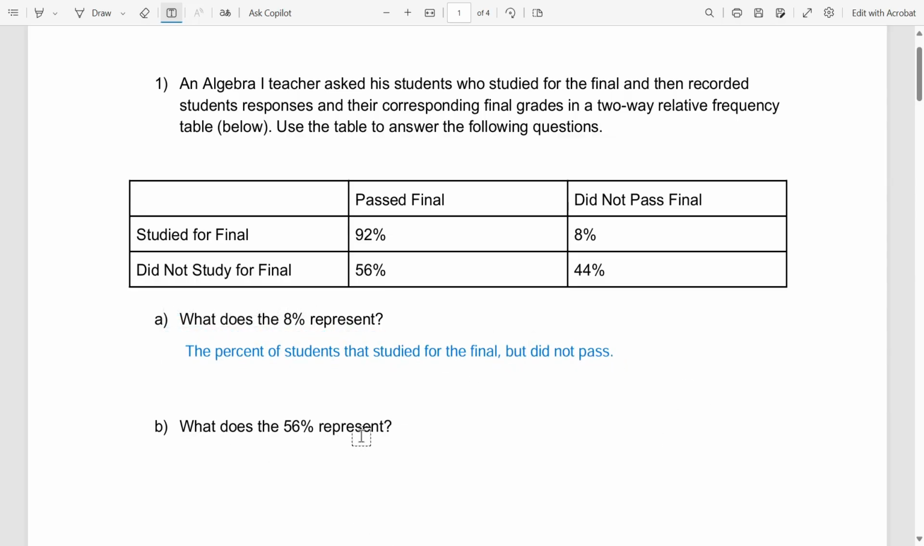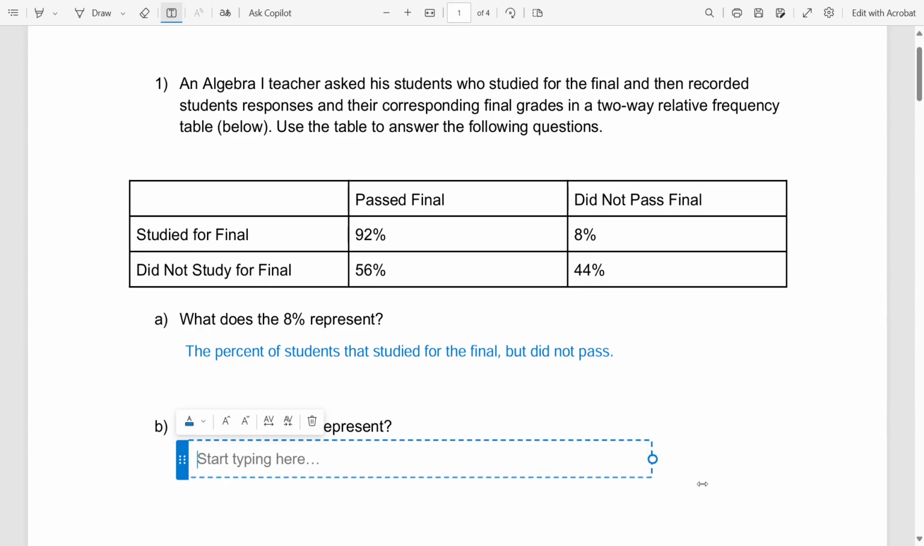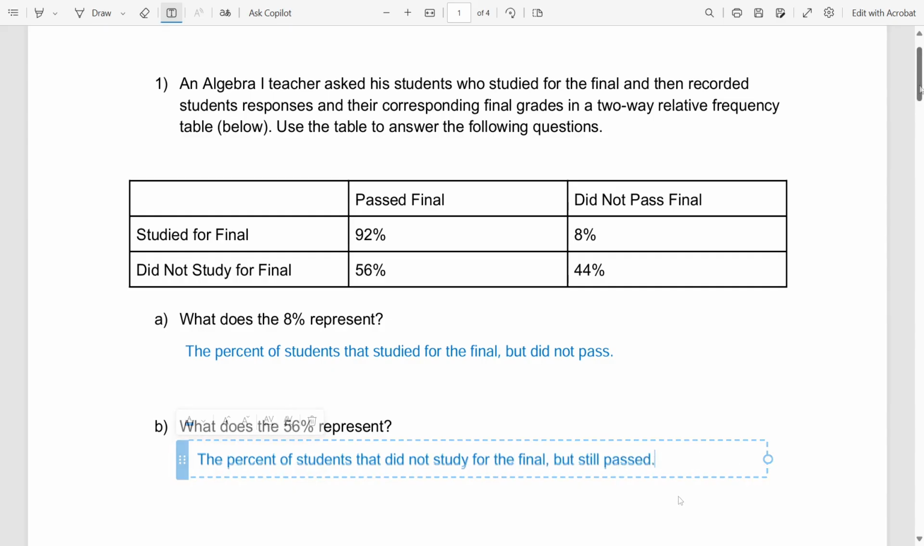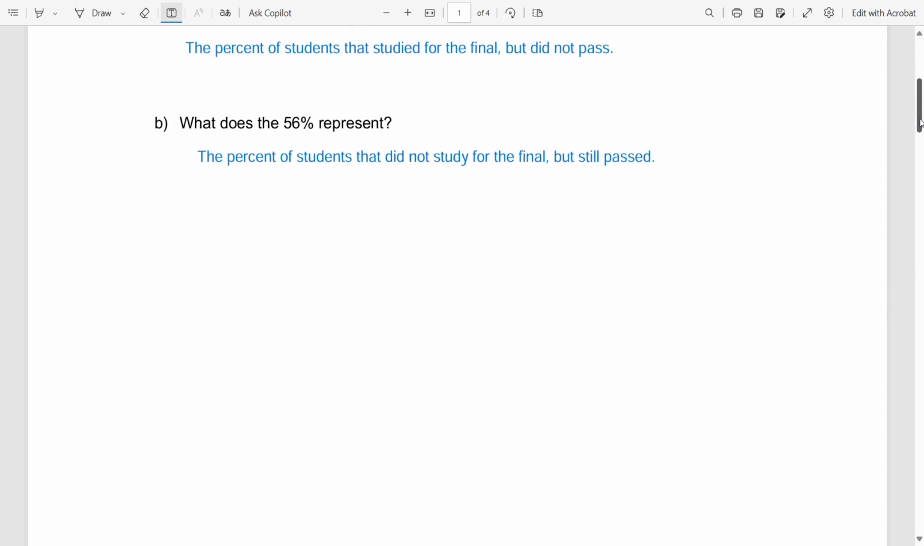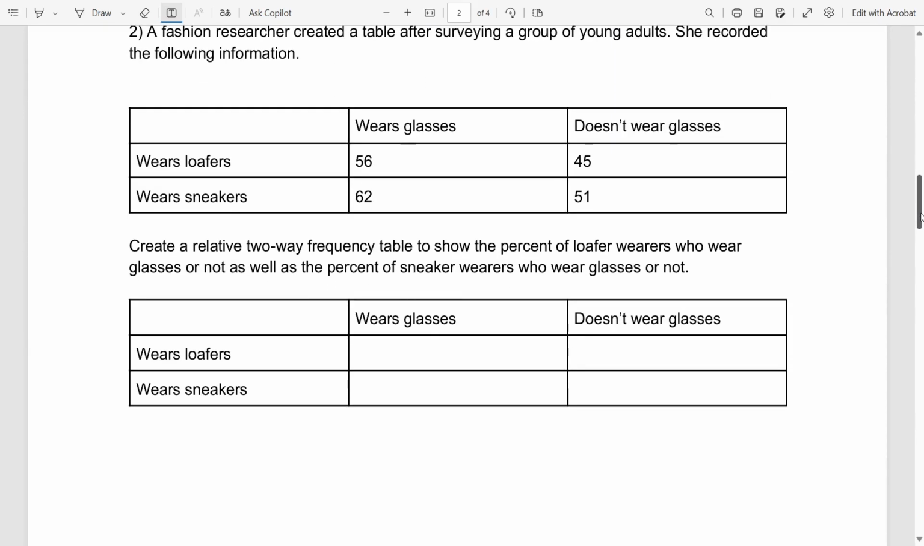All right, what does the 56% represent? So the 56%, well, that's going to be the percent of students who did not study for the final but still did pass. So it's the percent of students that did not study for the final but still passed. All right, so that's question 1. Let's take a look at question 2.